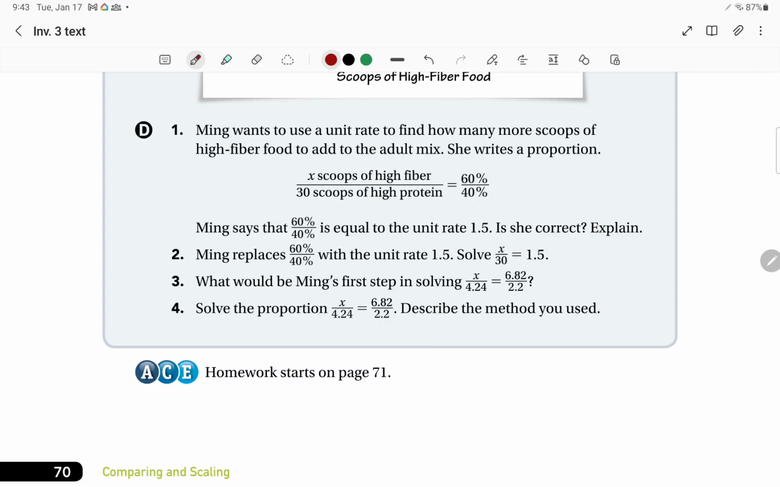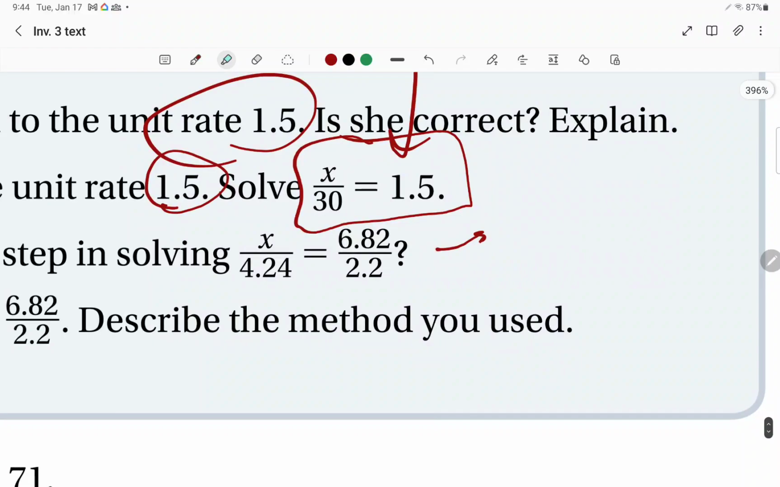Okay, so on the first one, is that 1.5 unit rate correct? Yes, it is, because if you take 60 divided by 40, that's equivalent to 1.5 as a decimal. Number 2 replaces 60% to 40% with the rate of 1.5. So what she did is she simplified this to just 1.5. So now this is your proportion or equation. And then 3, what would be Ming's first step in solving? The first thing we would do, we've done this many times, is cross multiply.